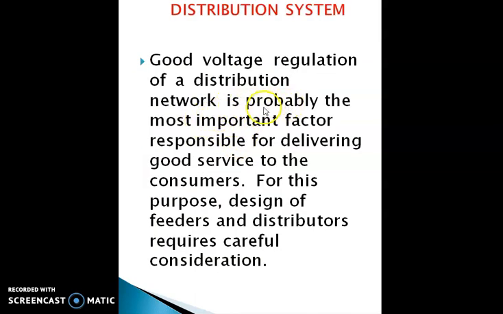the design consideration in the distribution system.